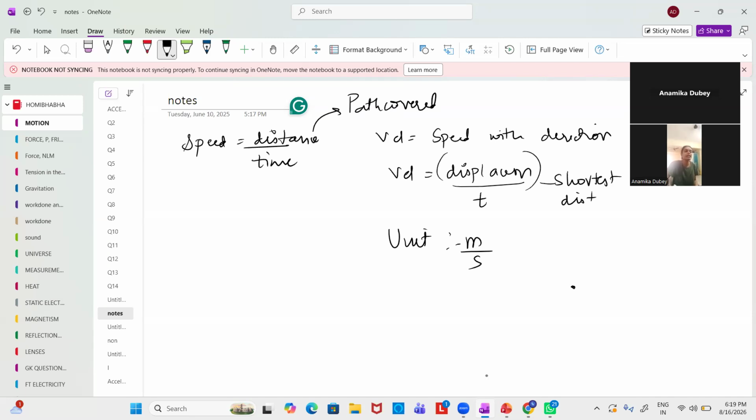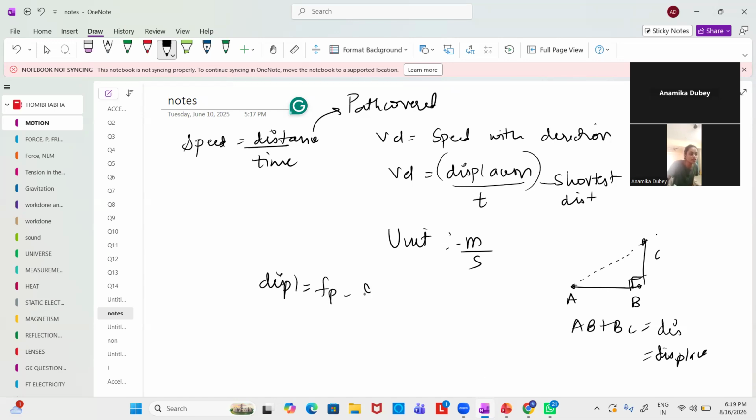What does it mean? If a person moves from A to B and B to C, the total distance is AB plus BC. But if I'm talking about displacement, it is the shortest path between A and C. You can see the hypotenuse, if I make this a right-angle triangle. So displacement has a simple formula: final position minus initial position. I hope you know about it. So this is velocity, displacement upon time. Now coming to the new topic called acceleration.